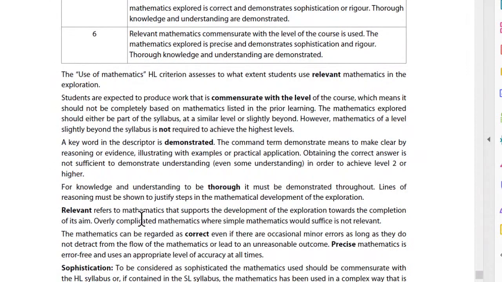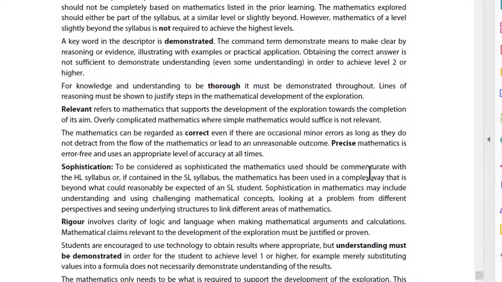Let's look at sophistication or rigor. Sophistication: mathematics commensurate with the HL syllabus, or what was expected of an SL student. This is definitely beyond what's expected of an SL student by using rose petals. And I don't even know the polar curve for ellipses. So it's definitely commensurate with the HL syllabus. Include understanding what they did, and see underlying structure, looking at different areas from that.